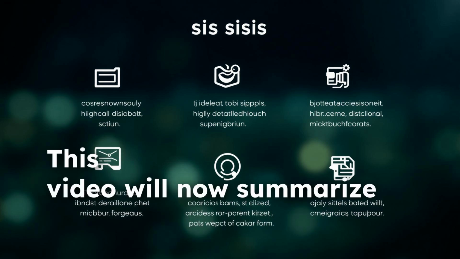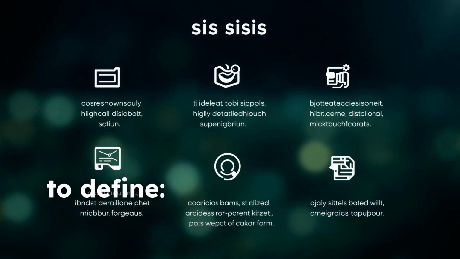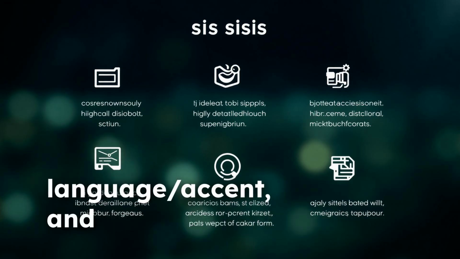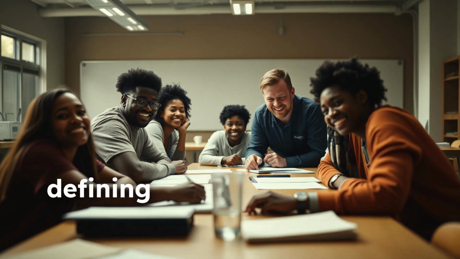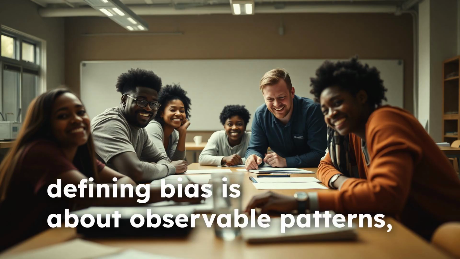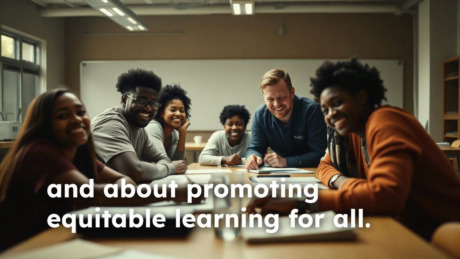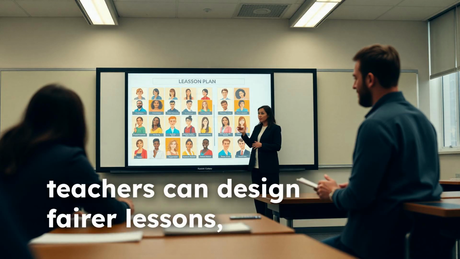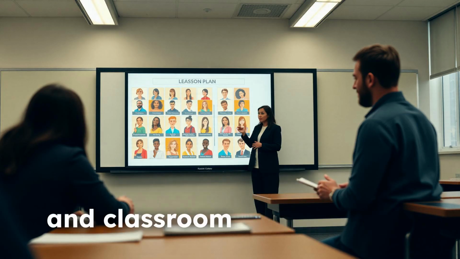This video will now summarize the bias types to define: gender, socioeconomic, cultural, language or accent, and ability. Remember, defining bias is about observable patterns, not personal judgments, and about promoting equitable learning for all. By identifying bias types, teachers can design fairer lessons, assessments, and classroom interactions.